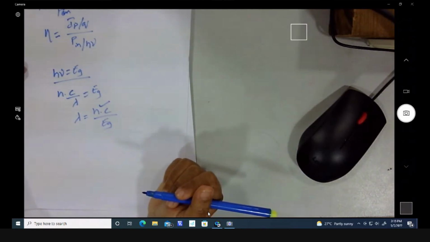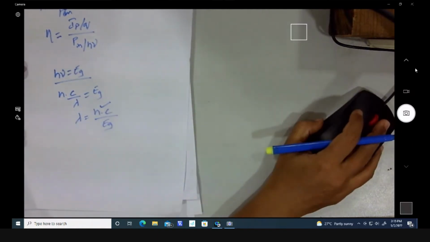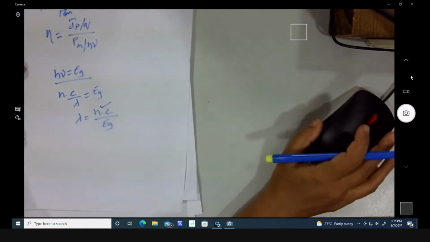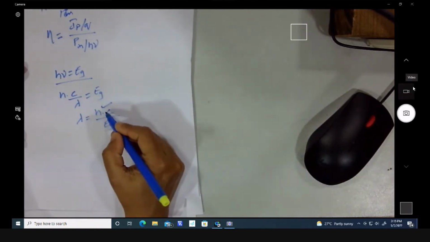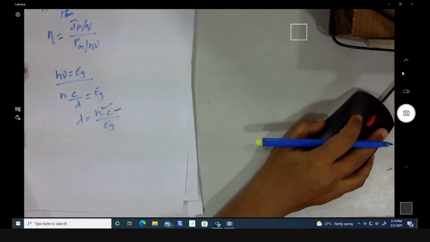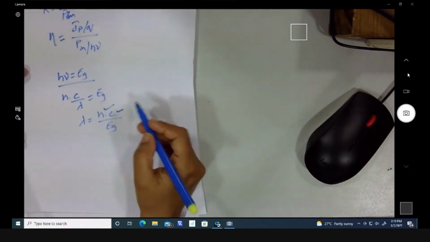What is its value? 6.62 into 10 to the power of minus 34. Okay, fine. So you should know it. And what is the c value? 3 into 10 to the power of 8 meters per second.